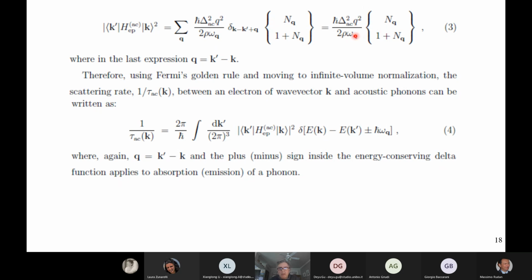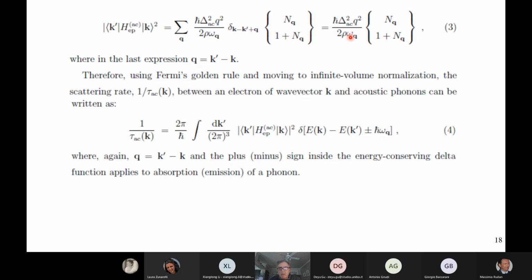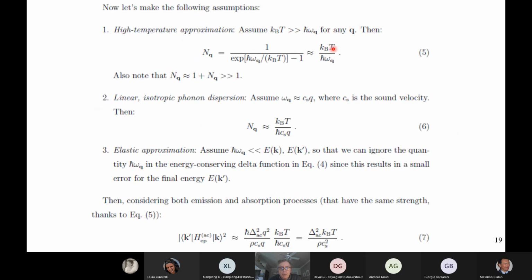Now notice what happens. There is a q in the denominator coming from here because I'm approximating omega with c_s q. Since n also has an inverse dependence on q, we have a q in the denominator from here, a q in the denominator from here, and they both cancel the q squared that we have in the numerator. So essentially, we go back to the same situation that we would have if we were to consider optical phonons. The matrix element does not depend on q anymore. And this is what I've written here. It's simply a constant, so to speak.